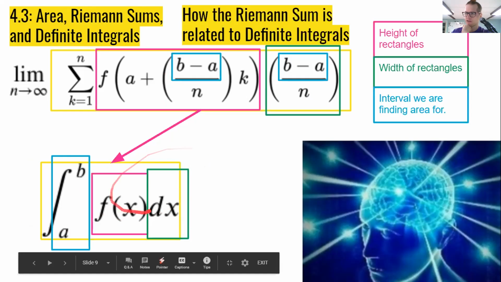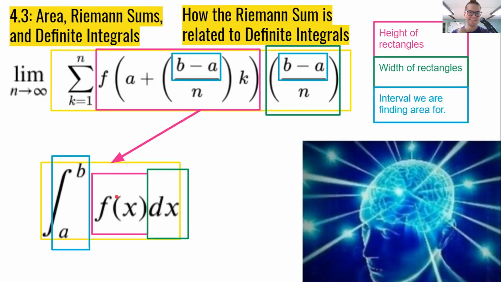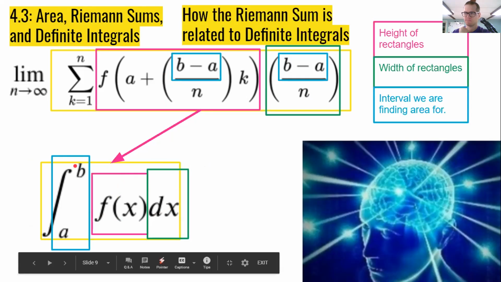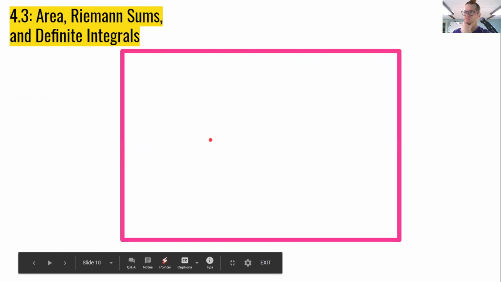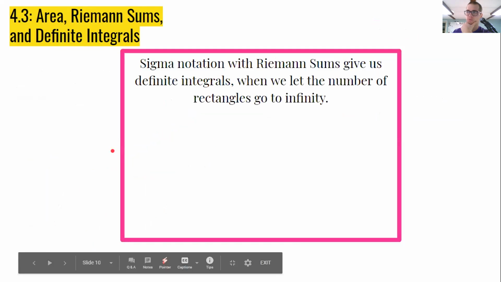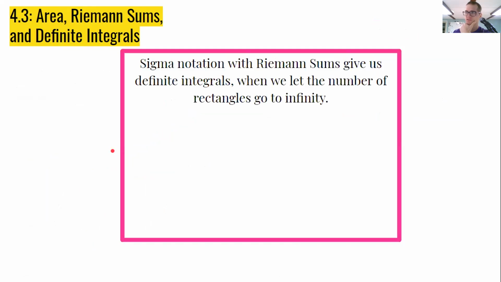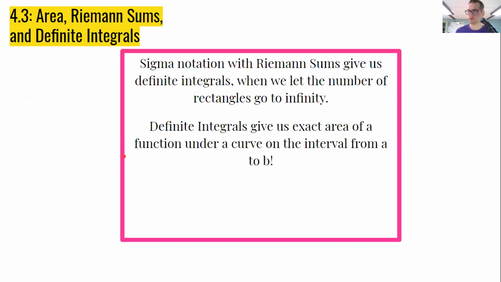But this is the definite integral. This represents the exact area, not an approximation, the exact area under this function from A to B. So sigma notation with Riemann sums gives us definite integrals when we let the number of rectangles go to infinity, as we said. Definite integrals give us the exact area of a function under a curve on the interval from A to B, not an approximation as we were doing.